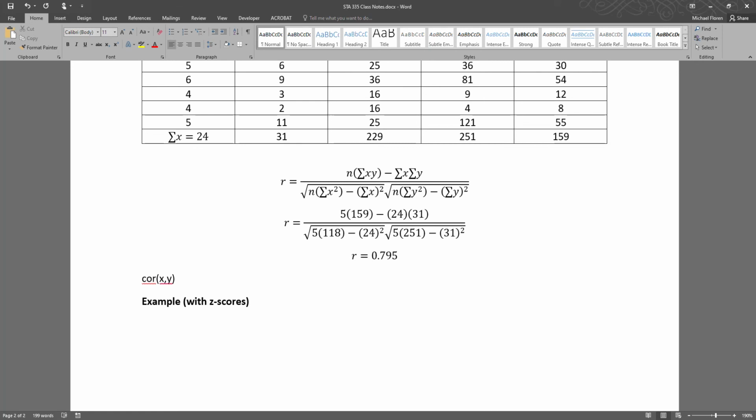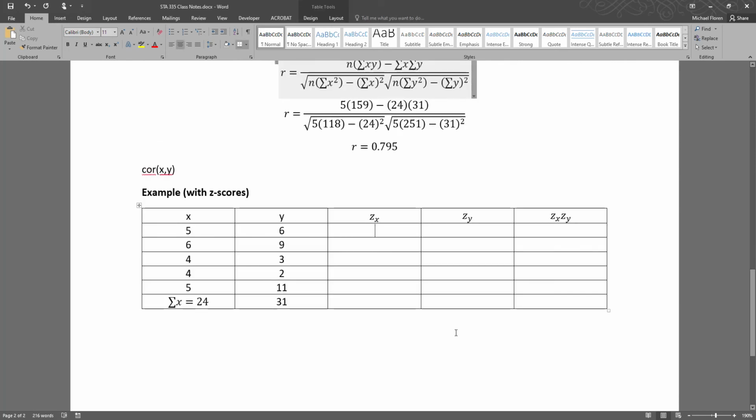So, I'm going to go ahead and grab the table from above. Then I'm going to create columns for z sub x, z sub y, and z sub x times z sub y. Note that in copying my information from above, all of my x values and their sums still say the same. For the z sub x value, I need to take each of the x values and subtract from it its mean. So I would find the mean of the x values, which would be 24 divided by 5, or 4.8. I would subtract that from each of the values.